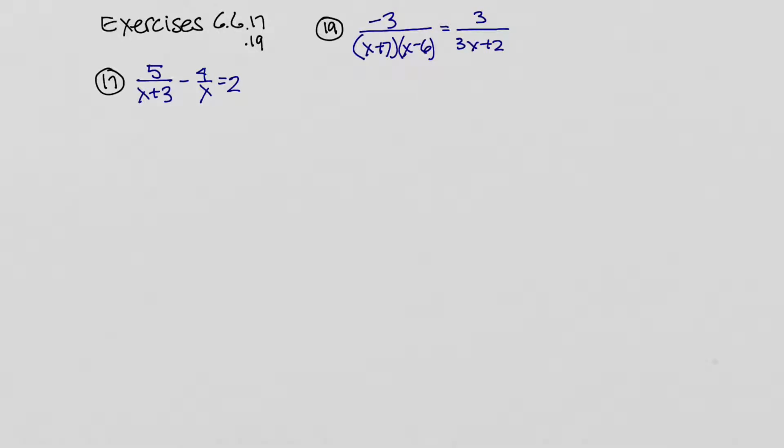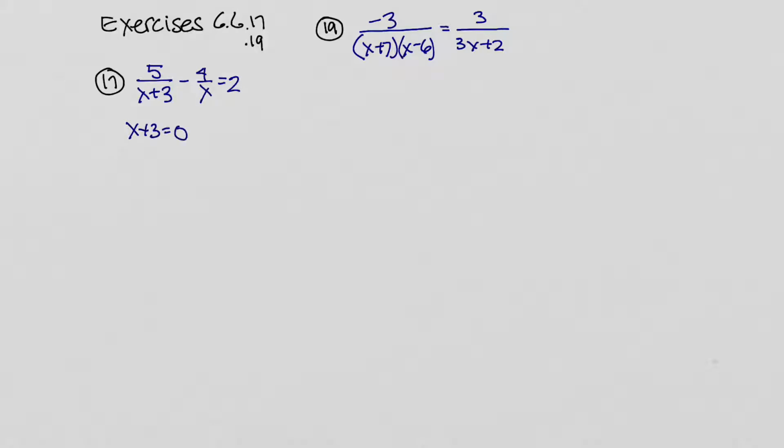In these two problems, in section 6.6, numbers 17 and 19, what we're supposed to do is state which values of x have to be excluded because they'll give us division by 0. So look at this first one right here. What values can x not be? Essentially, most of the time we can do this in our heads, but essentially what we're doing is saying this.